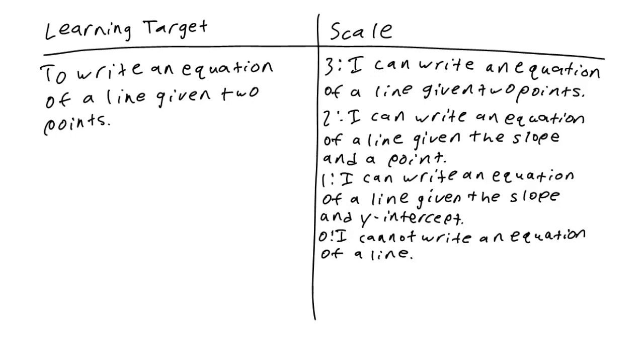The learning target for today is to write an equation of a line given 2 points. For a scale, you're a 3 if you can write an equation of a line given 2 points. You're a 2 if you can write an equation of a line given the slope and a point. You're a 1 if you can write an equation of a line given the slope and the y-intercept. And you're a 0 if you cannot write an equation of a line.